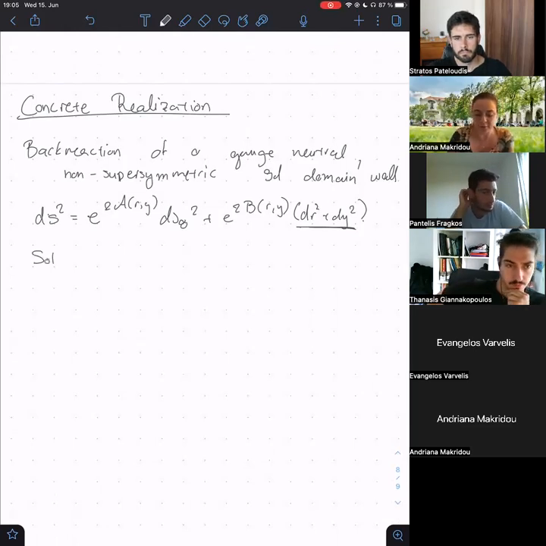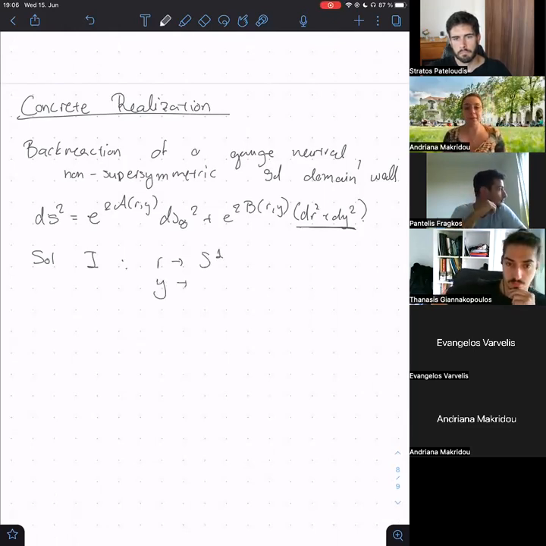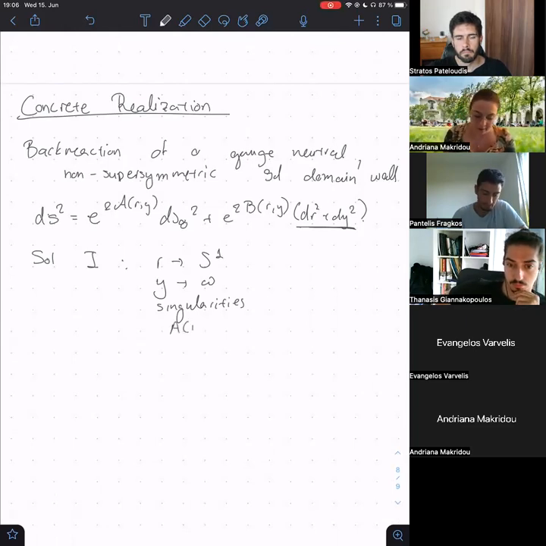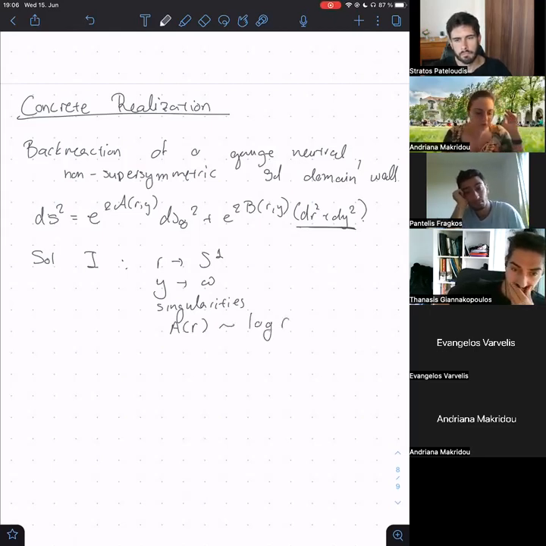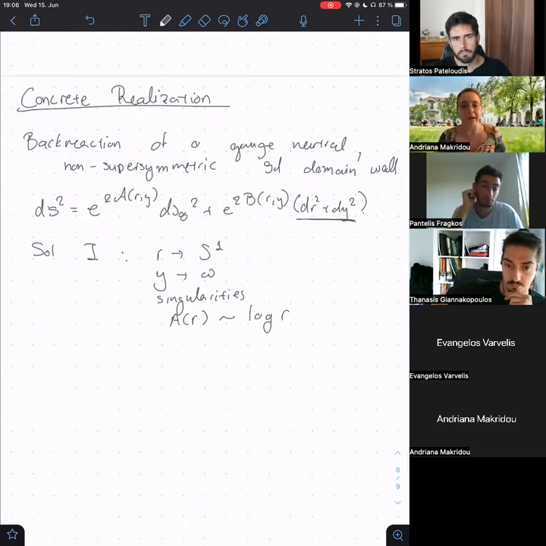And the thing is that we have two types of solutions. Solution one indeed has this R going around in a circle, and then y is becoming an interval, but this interval has a proper length that is infinite. So in principle, it's just a usual space-time direction. And we also have singularities, and this is the usual thing that one comes across in this type of solutions. The singularities are in R, and the warp factor is going like the logarithm of R minus the location of the singularity. This is not important, they are logarithmic singularities.